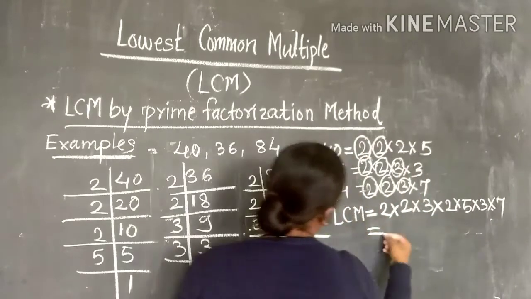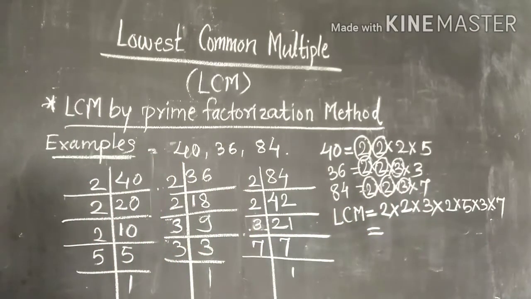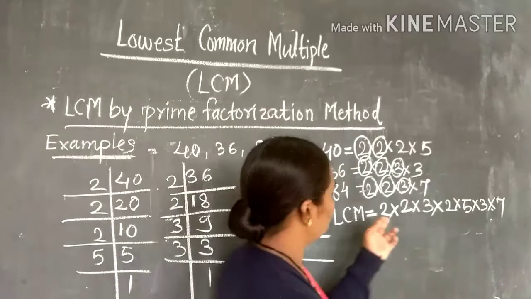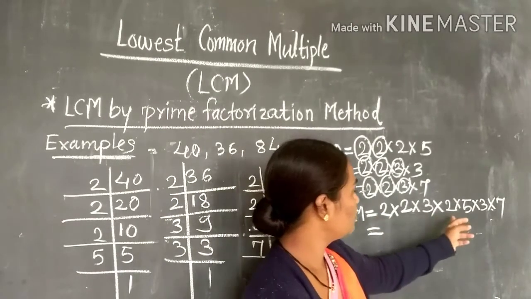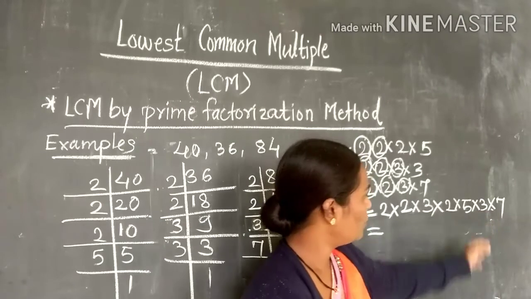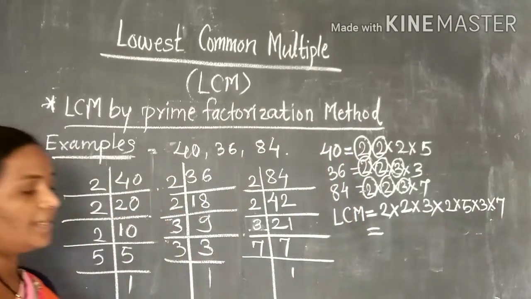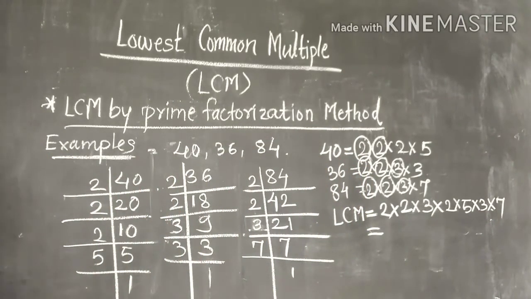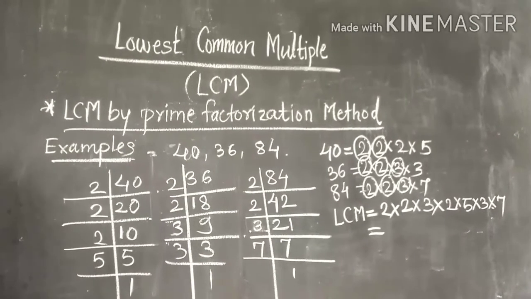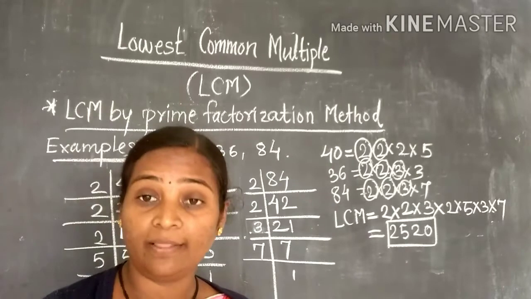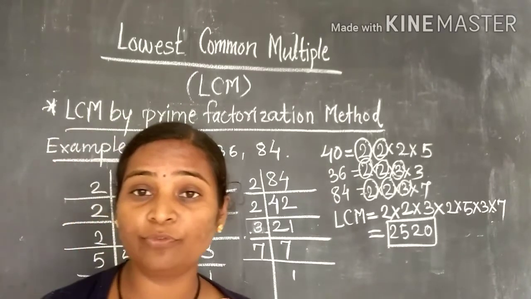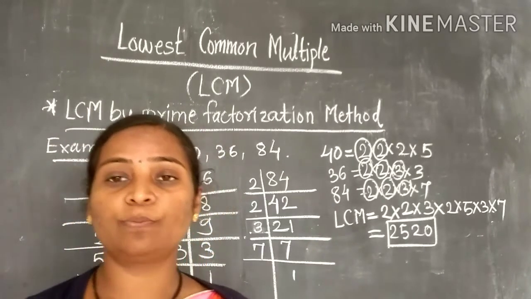Now do the product of these numbers, means multiplication. 2 twos are 4, 4 threes are 12, 12 twos are 24, 24 fives are 120. In this way you have to do the product, and you will get the answer 2520.